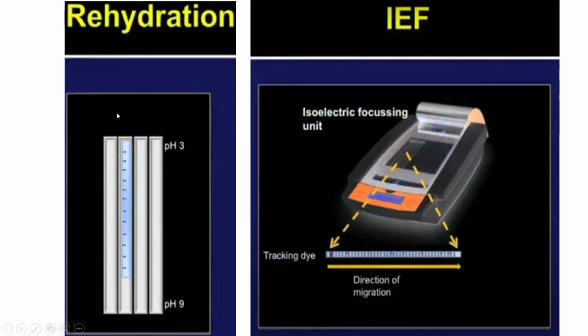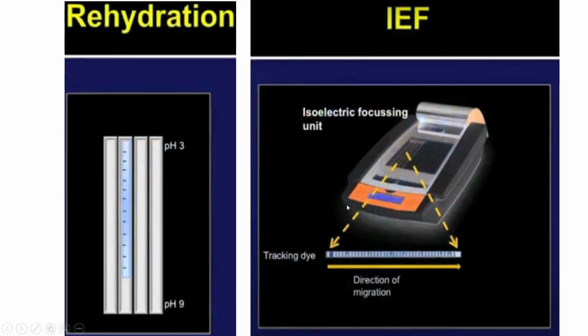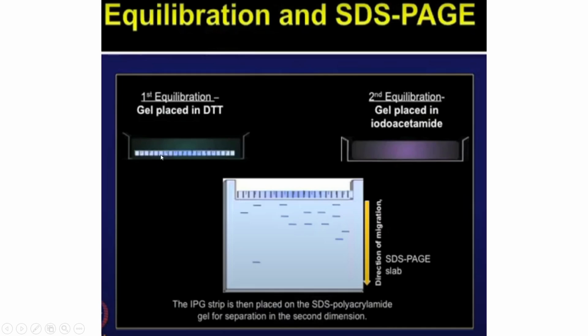So you'll run the isoelectric focusing. You will first rehydrate the gel, make it activated, and then run the isoelectric focusing. Depending upon the pI, the proteins will get run. The dyes will not be affected, as we just discussed, and you will equilibrate it, reduce it and alkylate it. After that, you will run the SDS-PAGE, and that's how proteins will get separated.